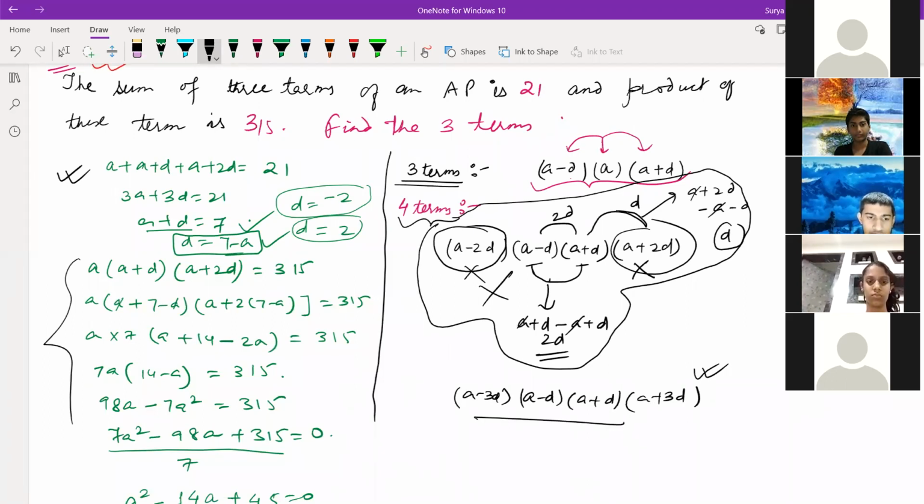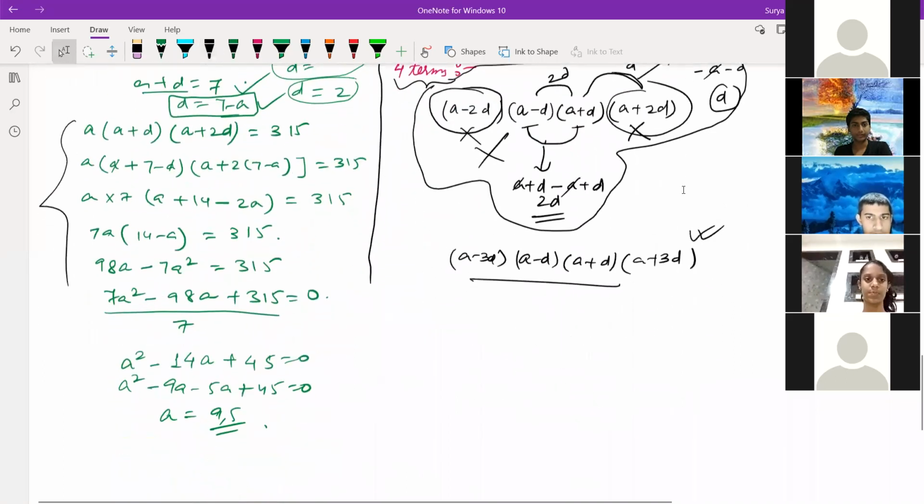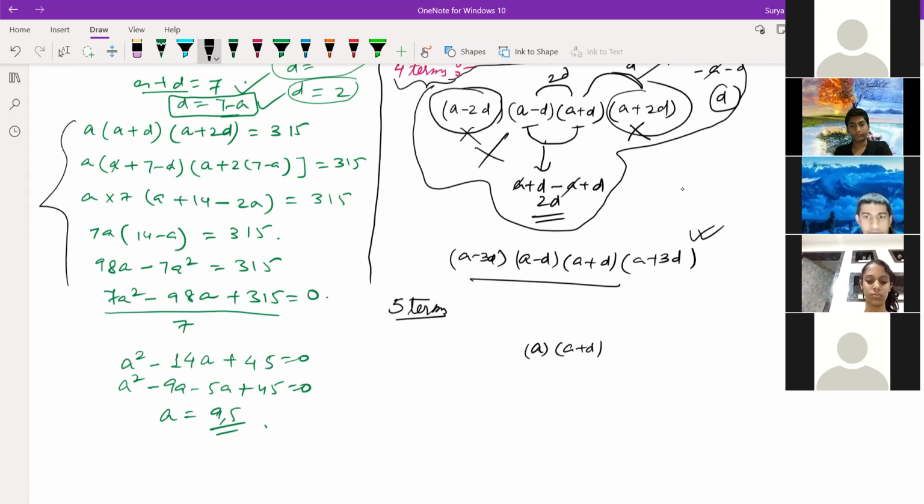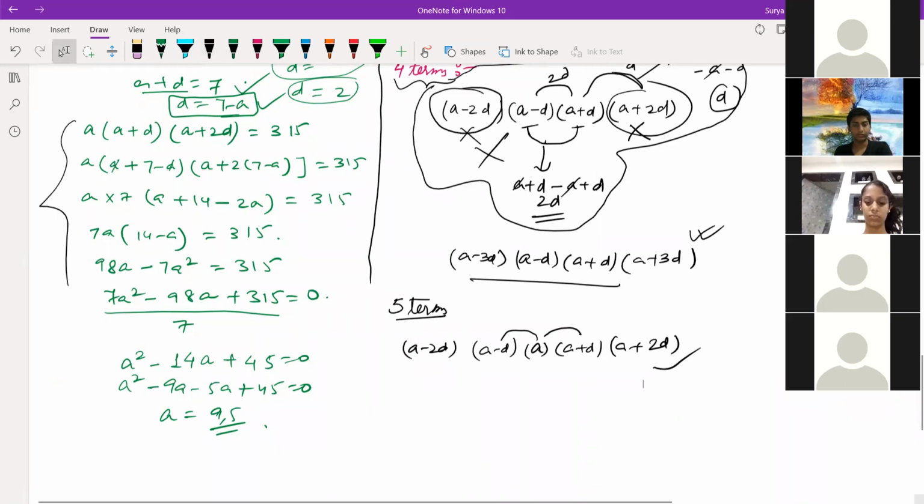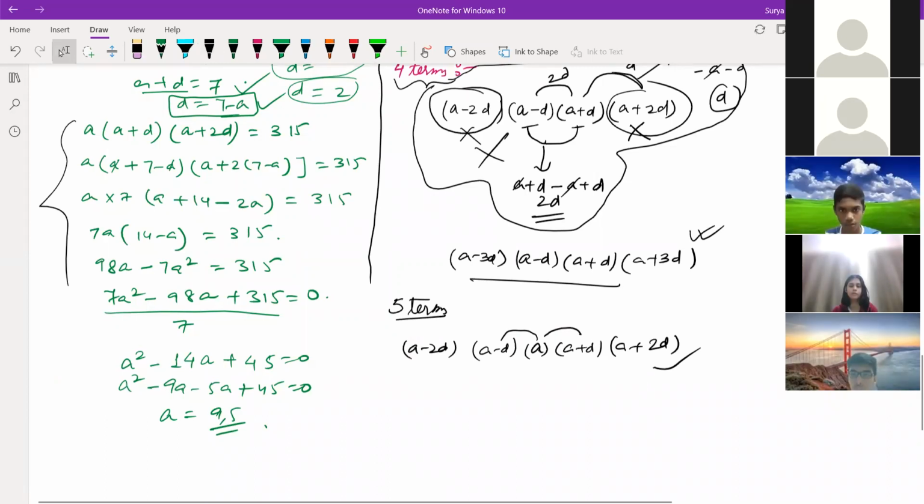Is it clear to everyone? Now for 5 terms, the same procedure you should follow. In the middle you write a only. Then a plus d, a minus d. Here the difference is only d, and here the difference is only d. Now a plus 2d, and here a minus 2d. That's it. Understood, everyone? For 5 terms we should do like so. Keep on doing like this, not a problem. I think it's clear to everyone, right? Drishi, it's clear?